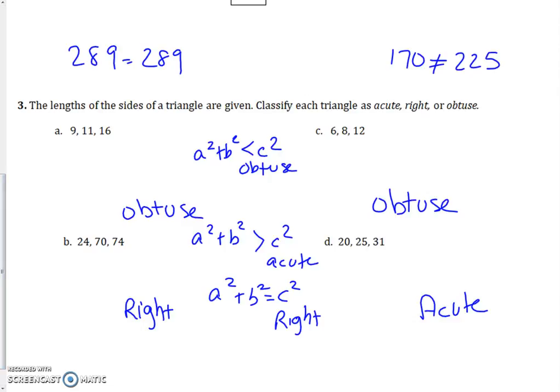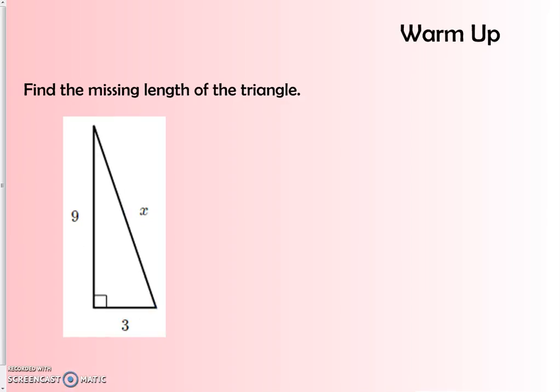For the next section, you're finding the missing length of the triangle. This kind of goes over a little bit of what was on yesterday's notes that you were working on your own. This is a right triangle, so I can use the Pythagorean Theorem. Think about this problem before you finish going through this video. Make sure that you can do it on your own.